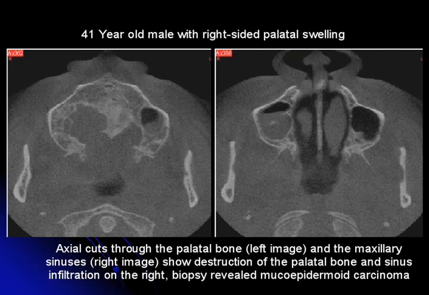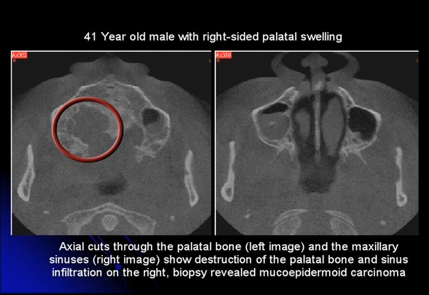This is a 41-year-old male with right-sided palatal swelling clinically. So a panoramic was taken. It really didn't show anything as far as the bone. The palatal area of a panoramic radiograph is not the best diagnostically. The midline structures on a radiograph have superimposition from the spine, so they're not ideal for diagnosis in the midline of a panoramic radiograph. So that didn't really show much as far as the palate goes.